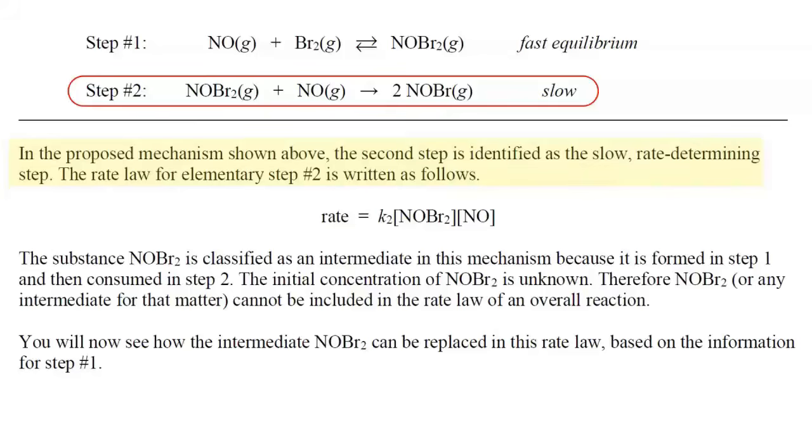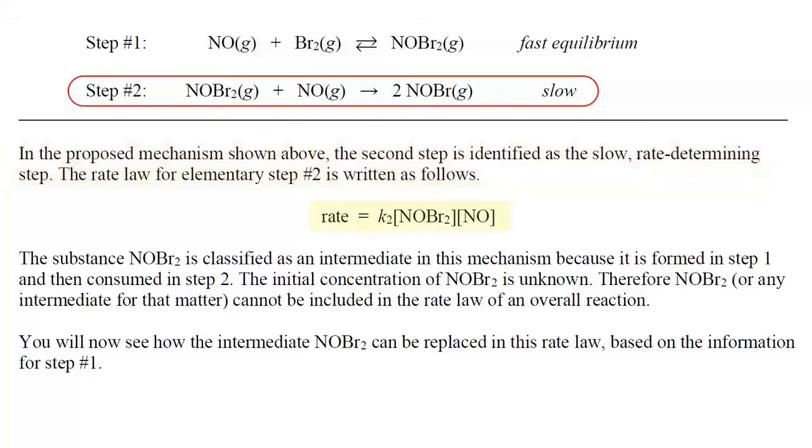Rate equals K2, and I'm just using a subscript 2 to indicate that particular rate constant for step 2, times the concentration of NOBr2 times the concentration of NO. So it's first order with respect to each chemical because there's exactly one molecule of NOBr2 and one molecule of NO featured as reactants in step 2.